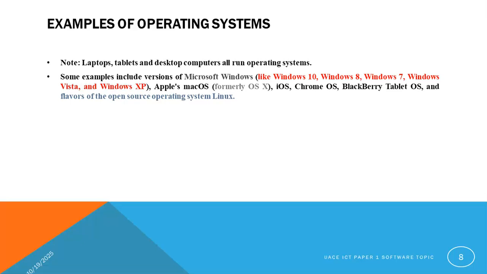Examples. We can have Microsoft Windows, which has various versions like Windows 10, Windows 7, Windows XP, and lately Windows 11. If you are using a Macintosh, you have the Apple Mac OS. Then we have iOS, Chrome OS, BlackBerry Tablet OS, and so many others. All those are operating systems.